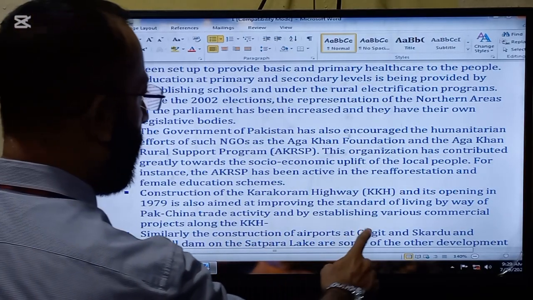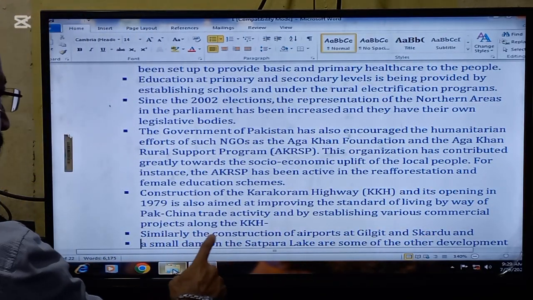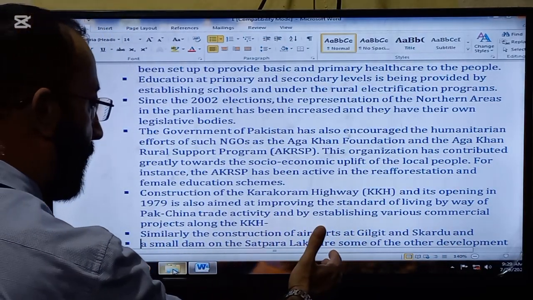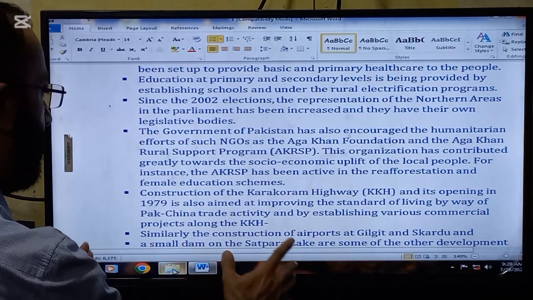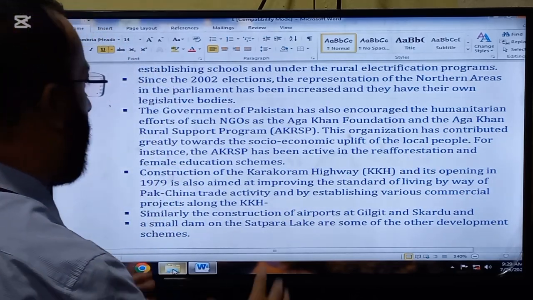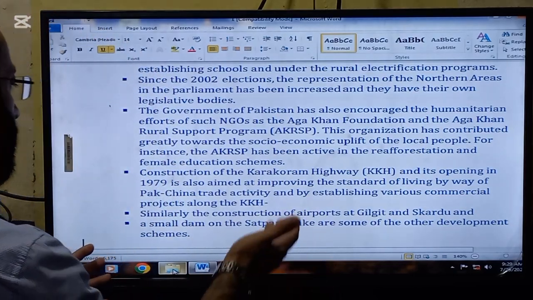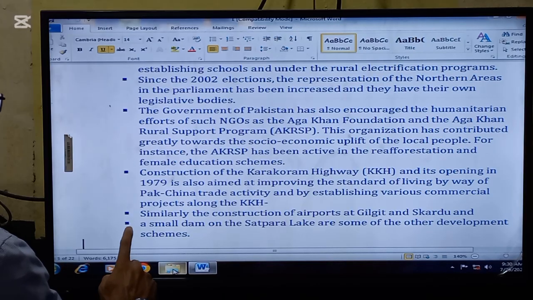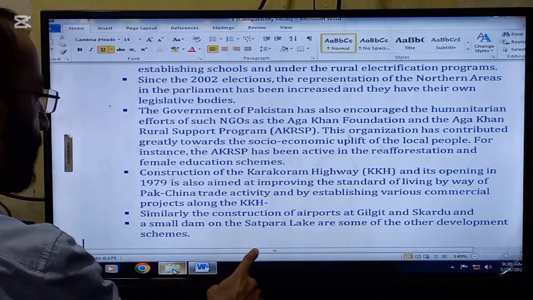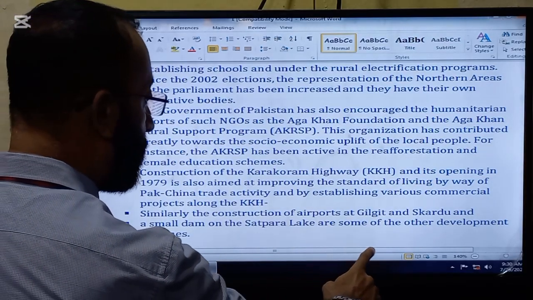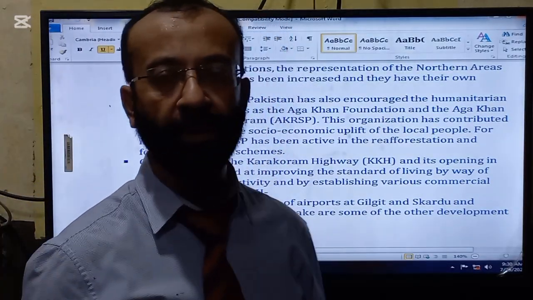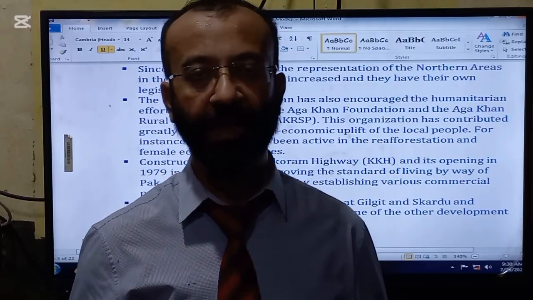Construction of the Karakoram Highway and its opening in 1979 is also aimed at improving the standard of living by way of Pak-China trade activity and by establishing various commercial projects along the KKH. So this is a very nice effort which will not only promote Pak-China relations but also uplift the economic condition of the people. Similarly, the construction of airports at Gilgit and Skardu and a small dam on the Satpara lake are also some of the other development schemes. So the government is taking good steps for the improvement of the condition of the northern areas people.